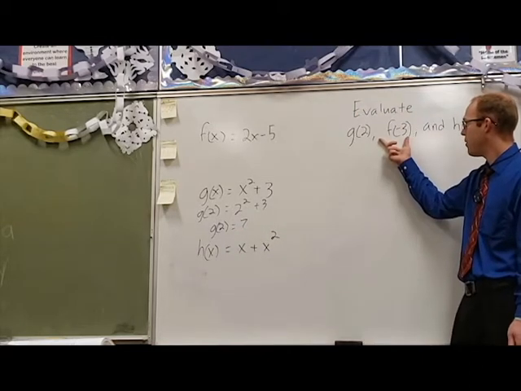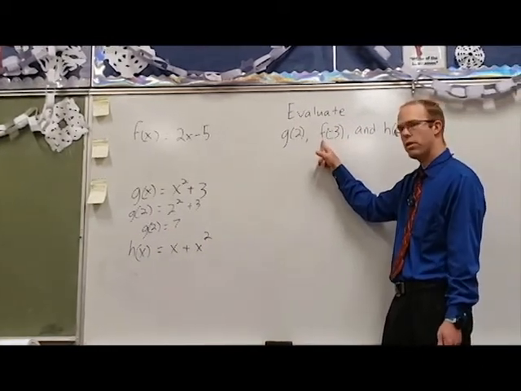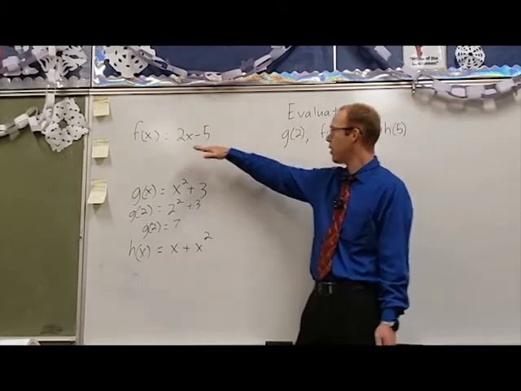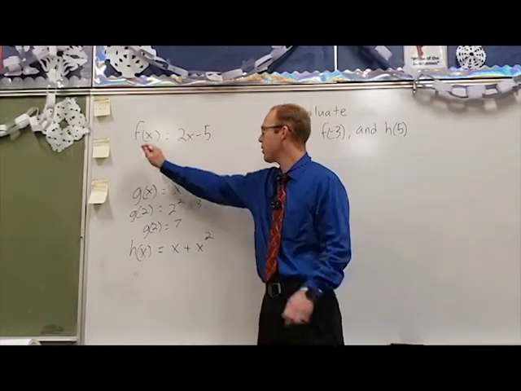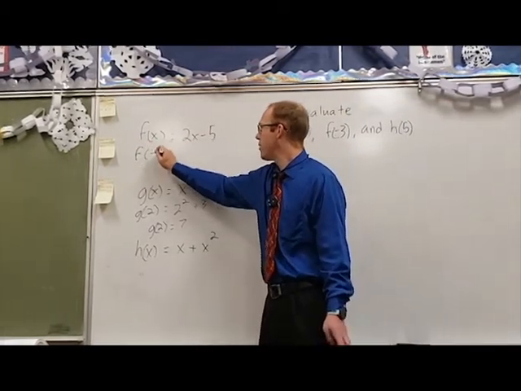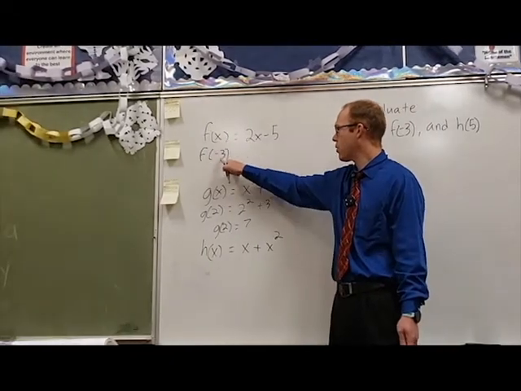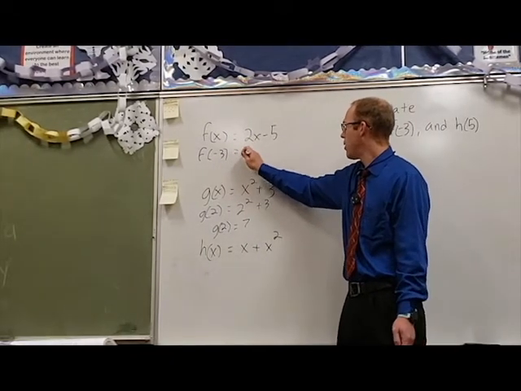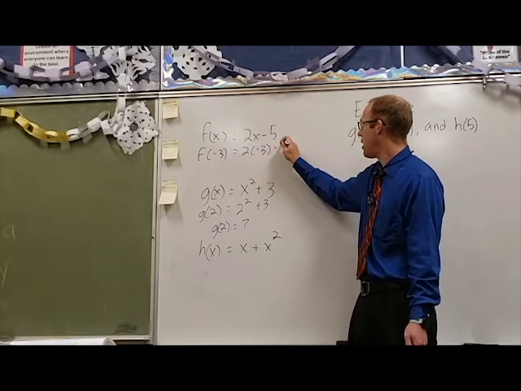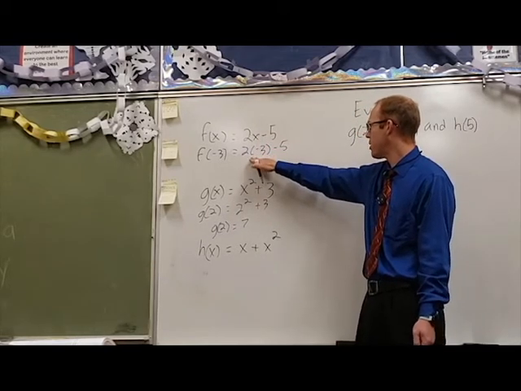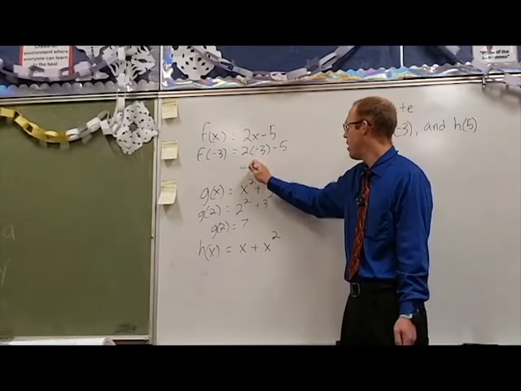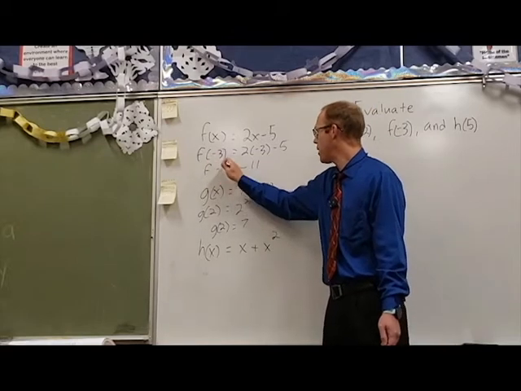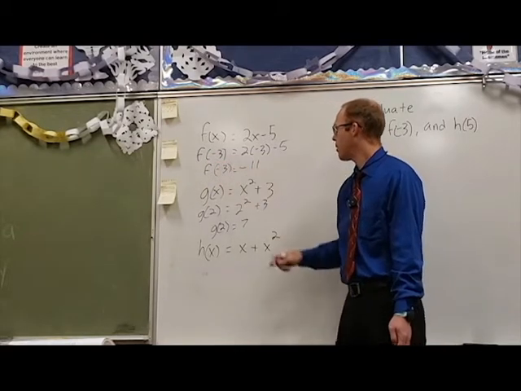Right here, f of negative 3, that tells us we're using the function that's called f. So we're going to come over here where we found our function called f. That negative 3 tells us in place of x, we're going to put negative 3. So we have 2 times negative 3 minus 5. 2 times negative 3 is negative 6. Minus 5 is negative 11. So we have f of negative 3 equals negative 11.